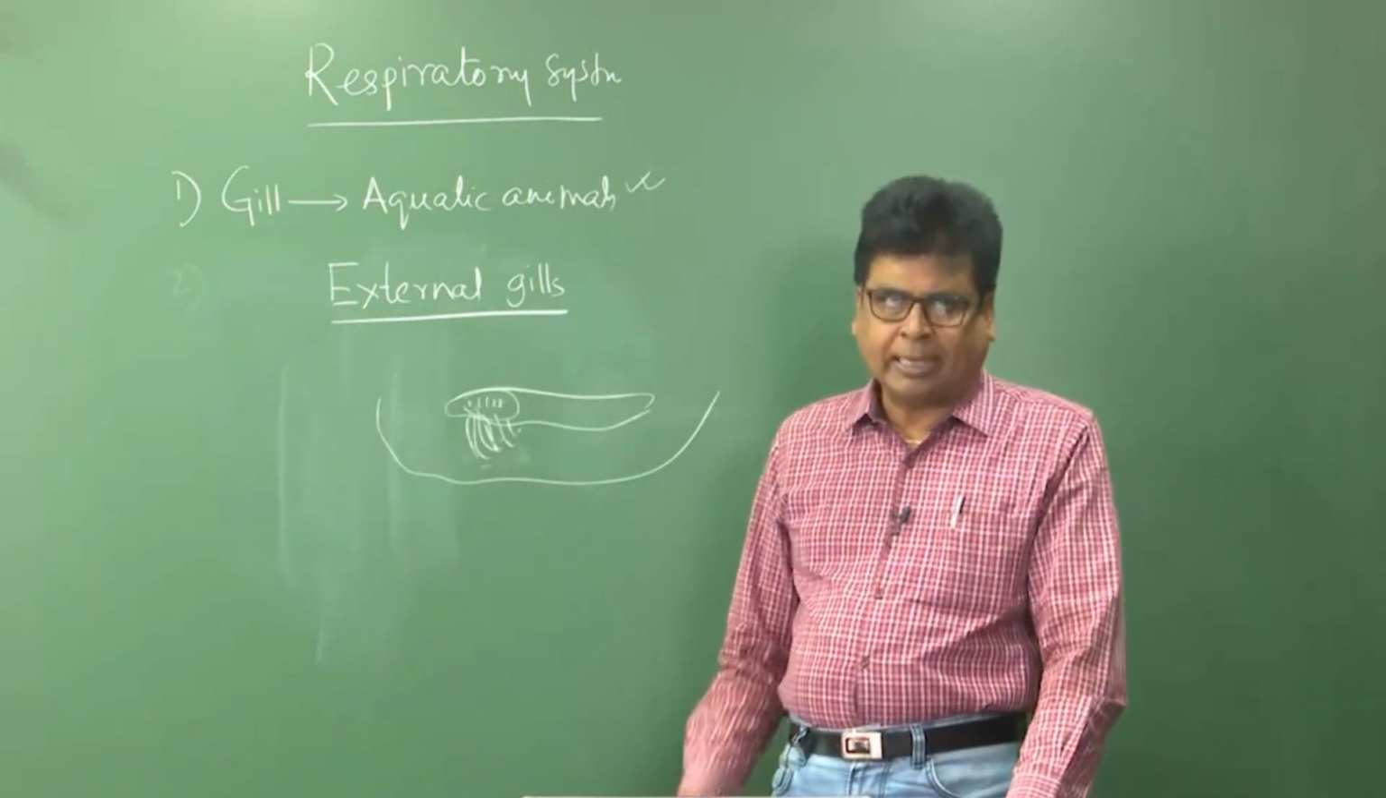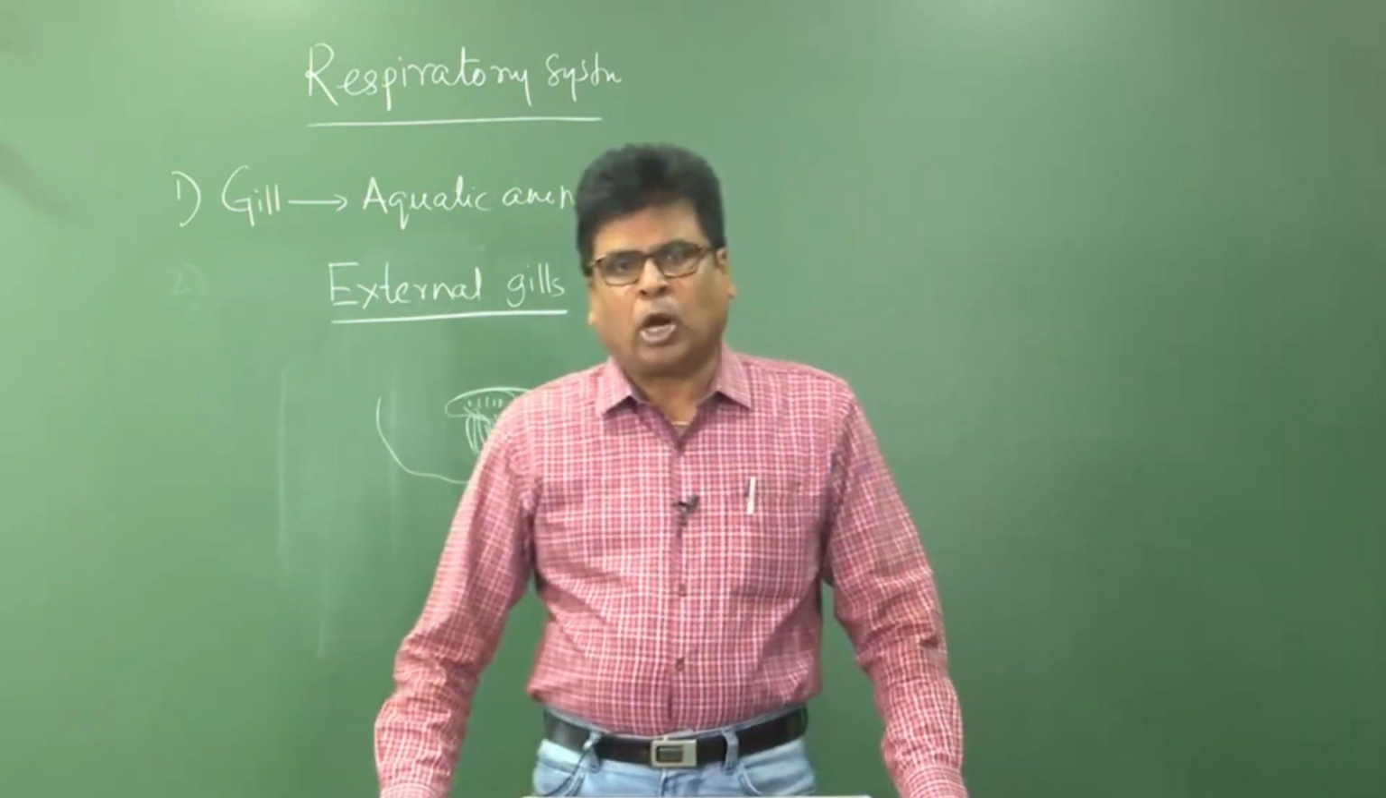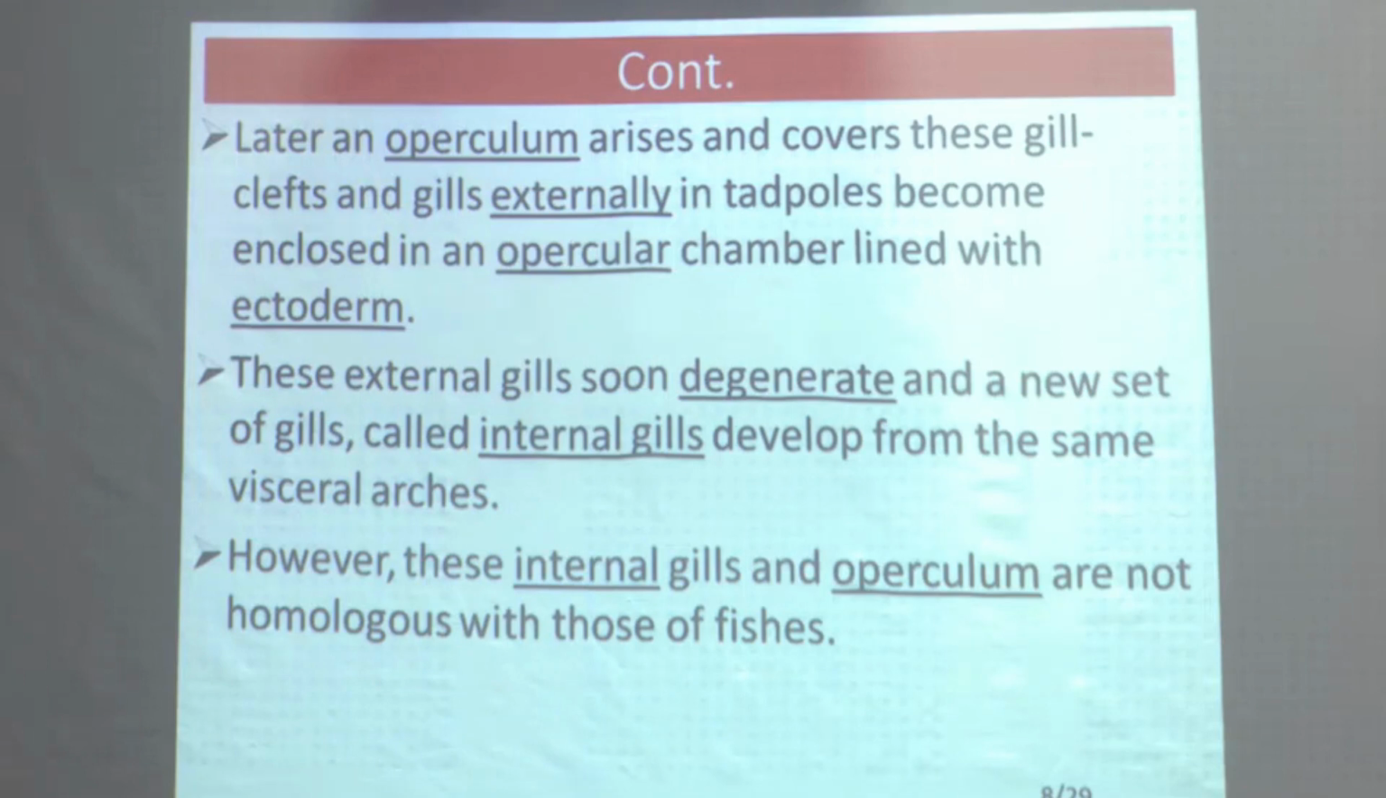Later on, in case of amphibians, the operculum arises and covers these gills, that is gill clefts, and gills externally in tadpole become enclosed in an opercular chamber lined with ectoderm. These external gills soon degenerate, and a new set of gills called internal gills develop from the same visceral arches. So, a new set of gills are developed.